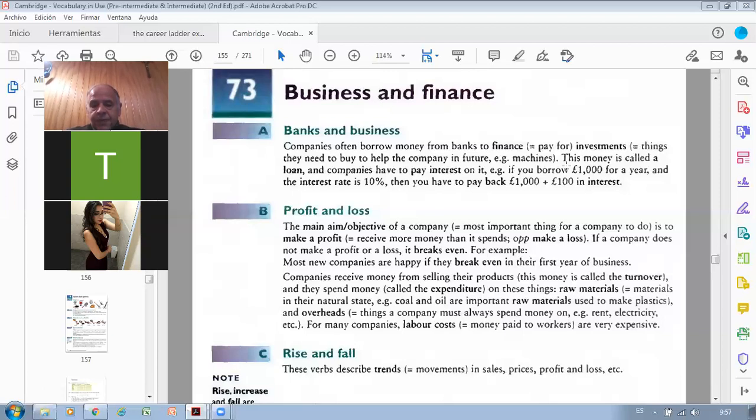And overheads, things a company must always spend money on. For example, rent, electricity, etc. For example, for many companies, labor costs, money paid to workers, are very expensive.